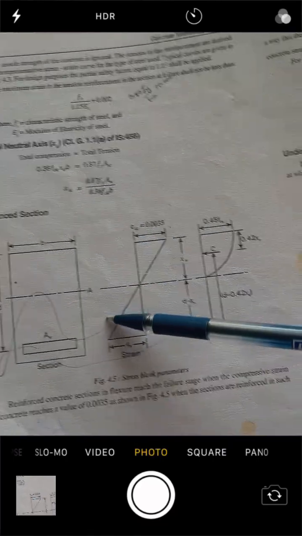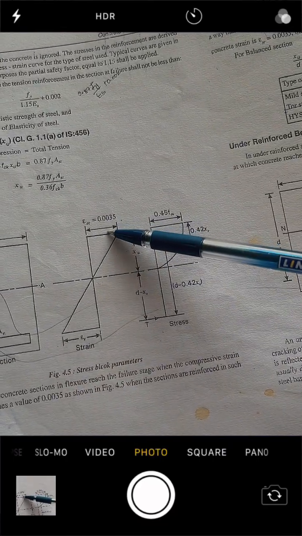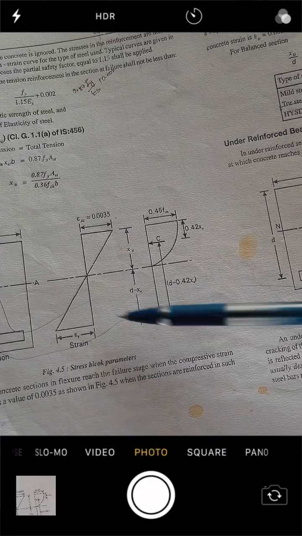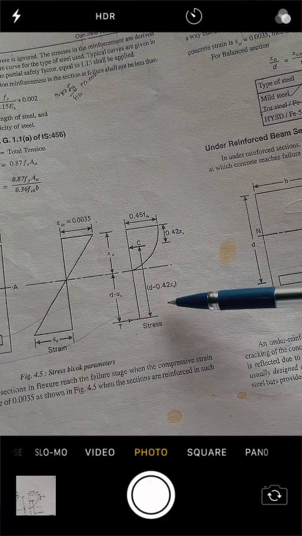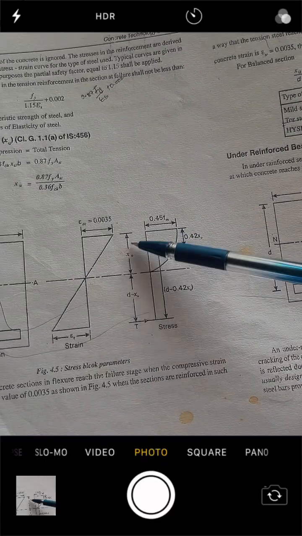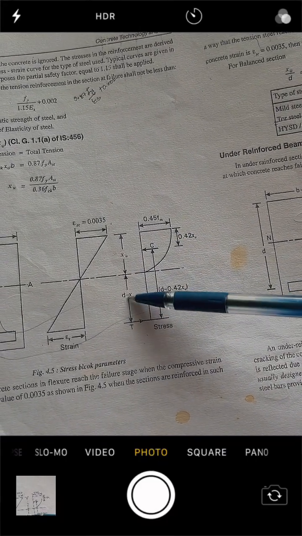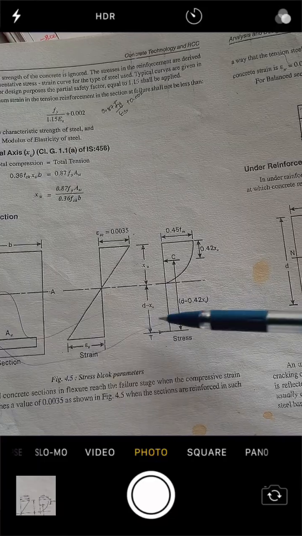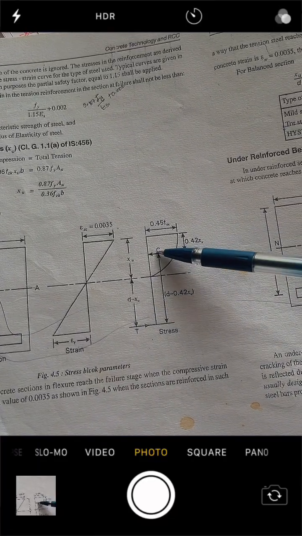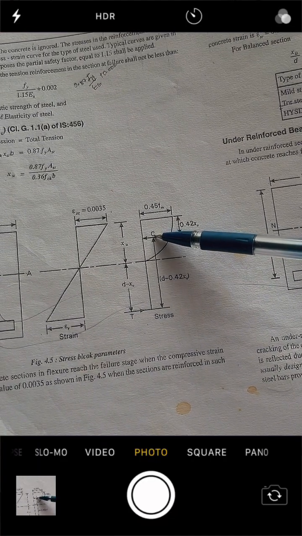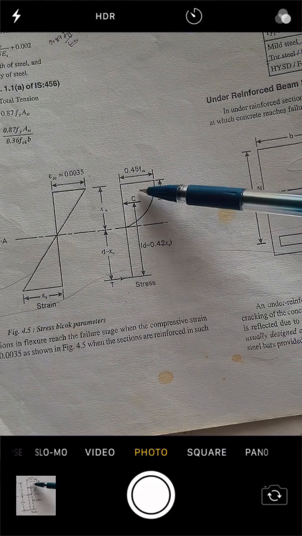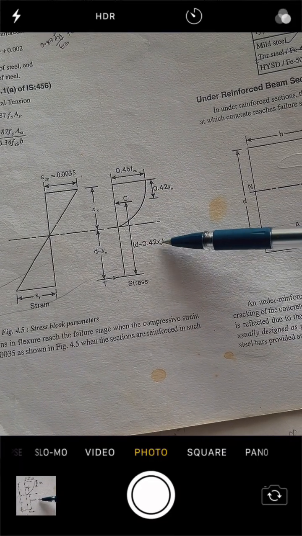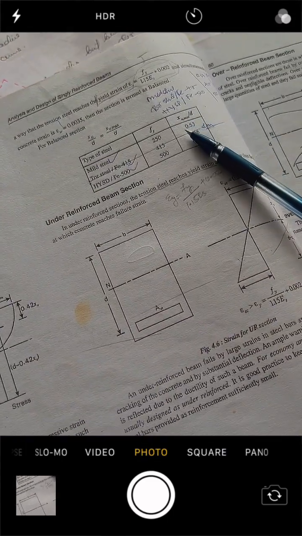For a balanced section, you can see that this is my compression, this is my tension, this for the strain, this for the stress. Here to here it's XU. So this is going to be my D minus XU, because this total is my D, and this is the center of the compression. This would be my compression. You can see that. So this is going to be the D minus 0.42 XU. You can refer this if you'd like again.